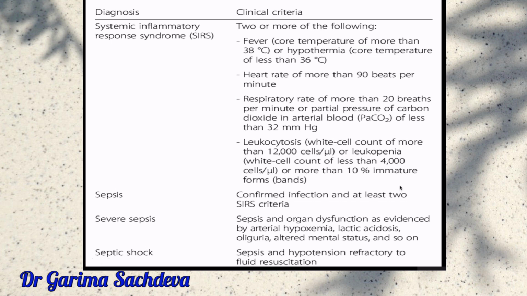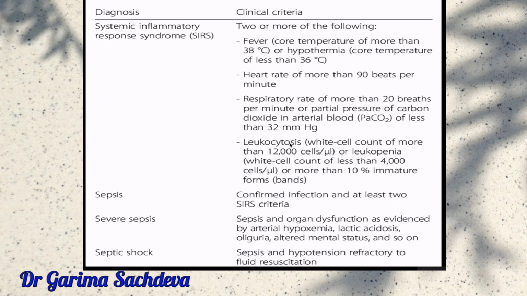Either WBC count is more or WBC count is less, or there are a lot of immature cells in the peripheral blood supply. Okay, more than 12,000, less than 4,000, or more than 10% immature cells. Okay. So, of these four criteria, if any two are present, that makes the diagnosis of SIRS. Then, what is sepsis, and how do you differentiate it from SIRS? So, sepsis is like any two of these will be present along with a documented evidence of infection.